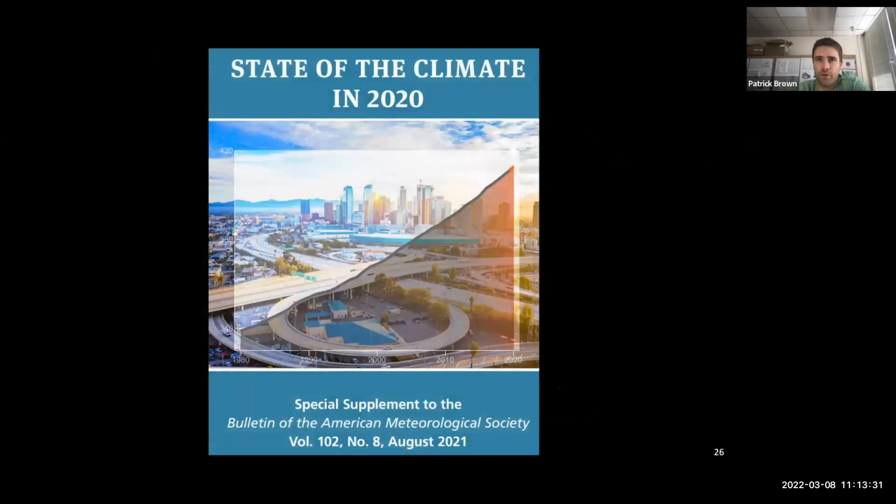So I'm going to show some graphs, some observed changes in tropical cyclone frequency and this index of tropical cyclone strength from the Bulletin of the American Meteorological Society's State of the Climate report, which comes out every year and documents every single phenomenon globally and how it's changing.